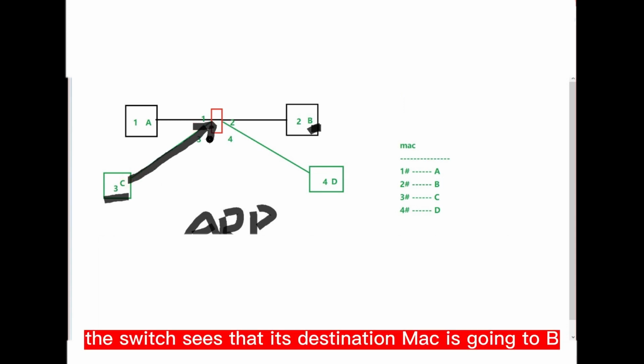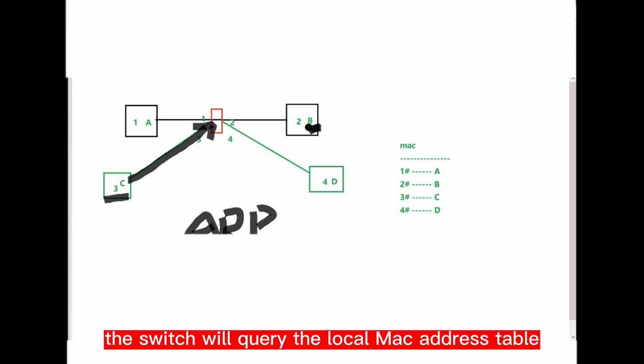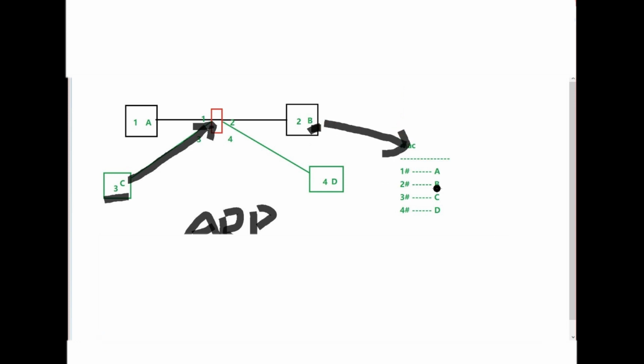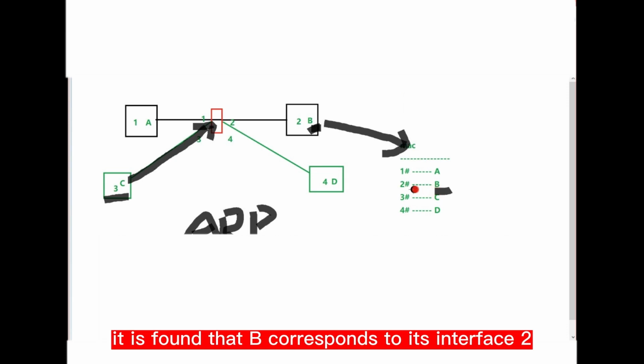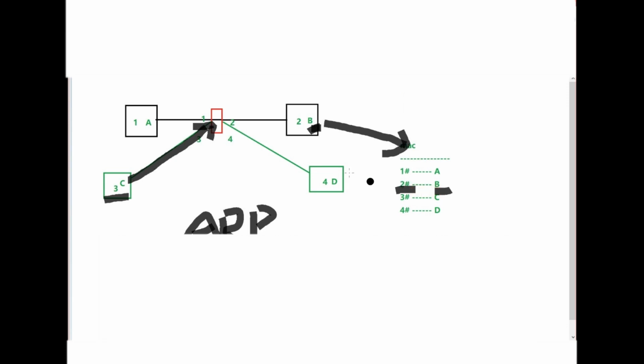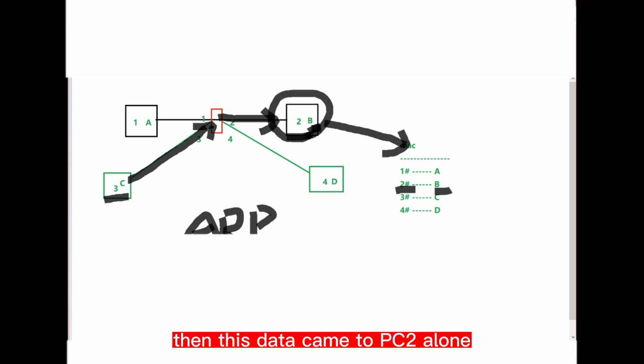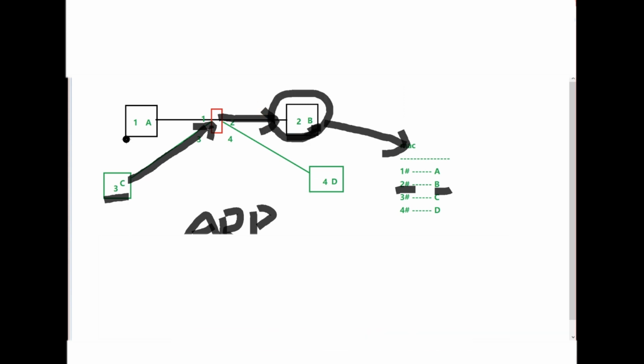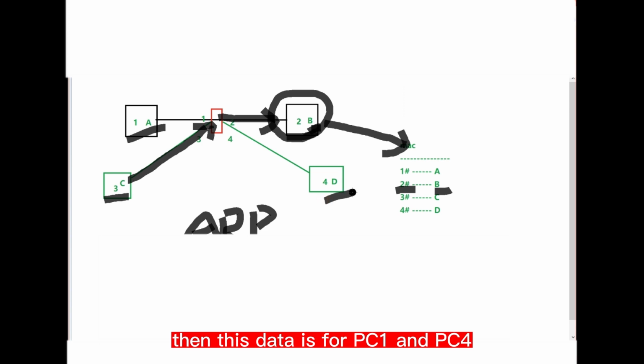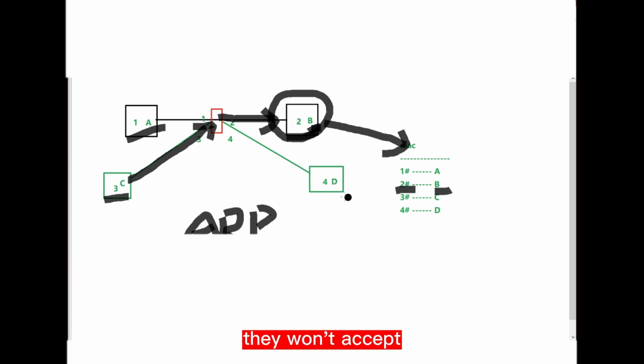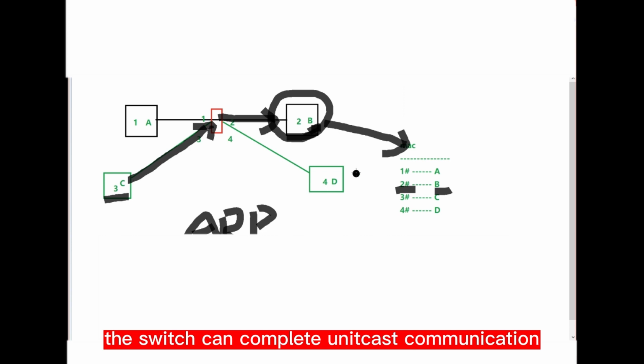The switch sees that the destination MAC is B. The switch will query the local MAC address table. It finds that B corresponds to its interface 2. It sends the data out from interface 2. Then this data comes to PC2 alone. The data is not for PC1 and PC4, so they won't accept it. The switch can complete unicast communication.